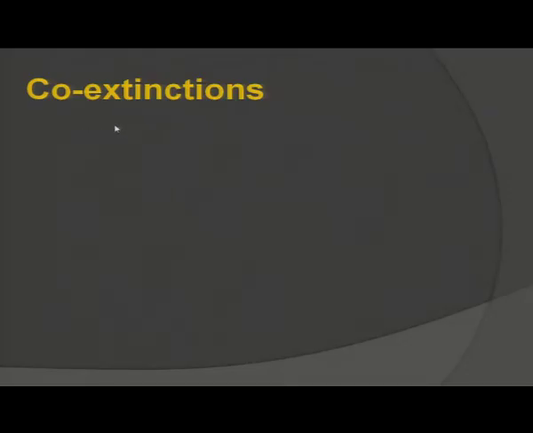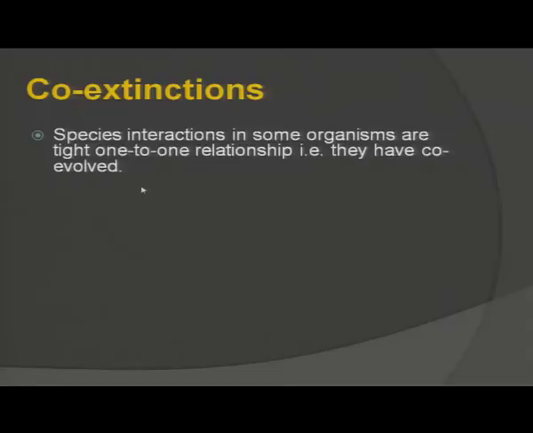The next one is co-extinction. Co means mutual. If two organisms are in a relationship which is mutual and they are totally dependent on each other, obviously if one species goes extinct, the other one also will go extinct. This is what is known as co-extinction.